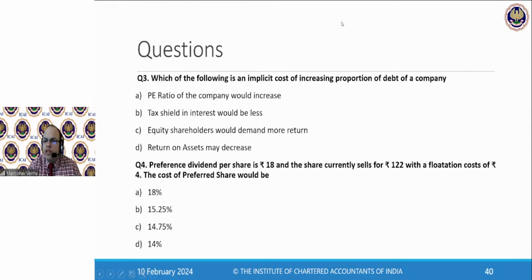So let's move on to a couple more questions here. And you need to give your question number along with the answer, whatever you're getting. So question number three, what do you think? Which of the following is an implicit cost of increasing the proportion of debt of a company? I think this is a very interesting logical question here. Yes, Exemer, Harish, that was absolutely correct. I think somehow the answers reflected on my screen a little late. So I want everyone to give me an answer for question number three now.